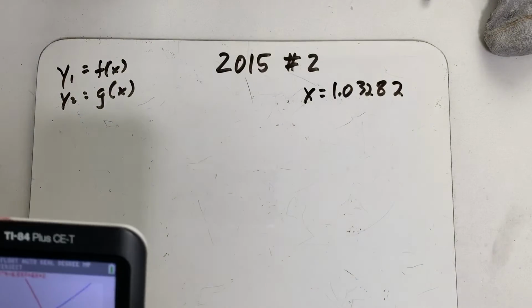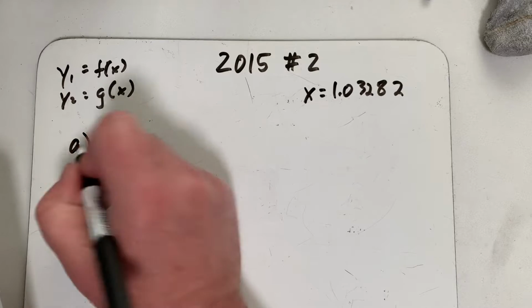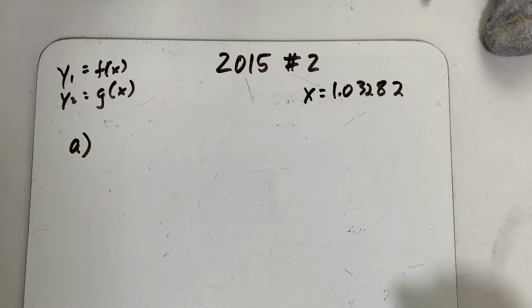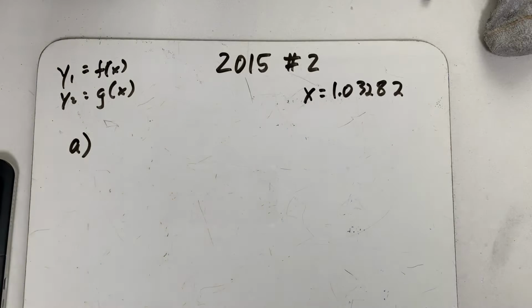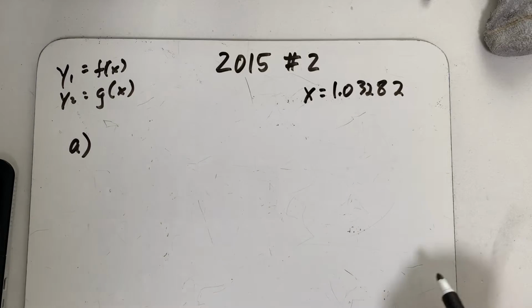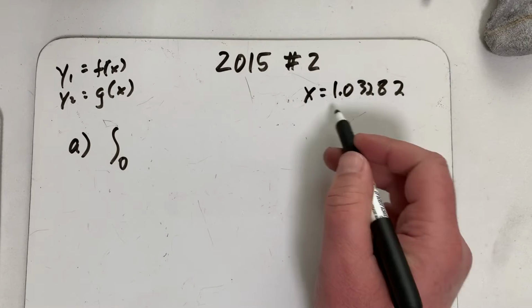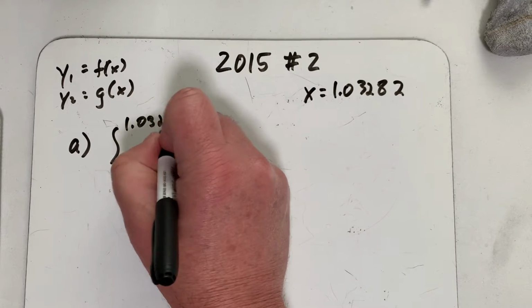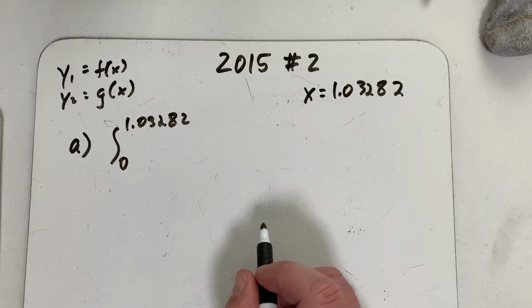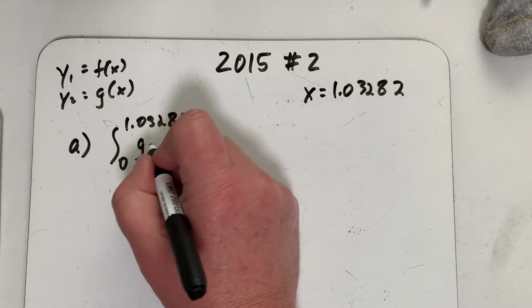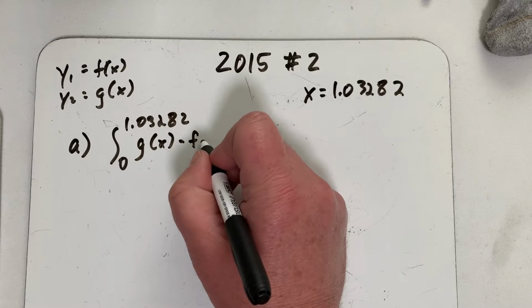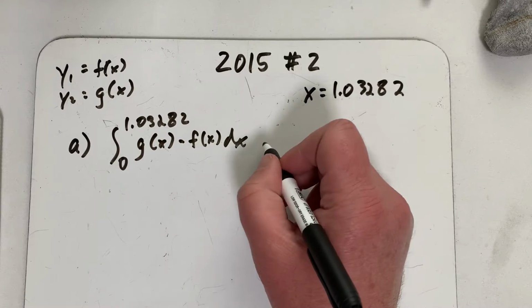So now we can actually look at our problem. Part A. This is just a normal area graph, but you can see the g of x is on top in the R region, and f of x is on top for the S region. So we need to figure out the whole area. We're going to have to cut this into two pieces. I'm going to say we're going from 0 to this intersection, 1.03282, and at that point we have g of x minus f of x dx. So that's for your R region.